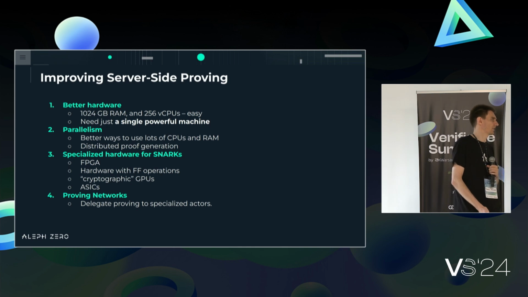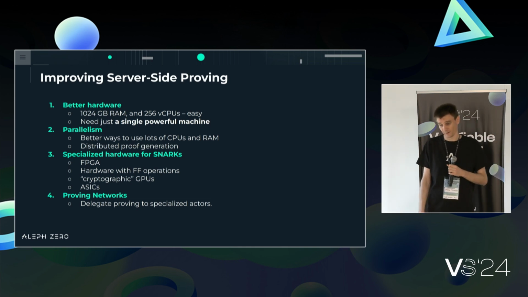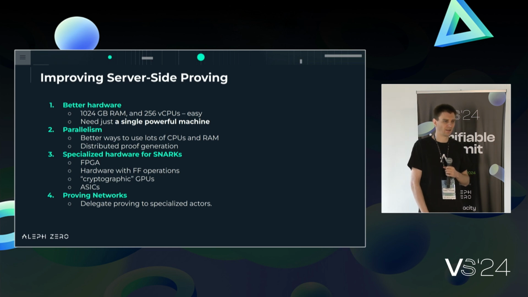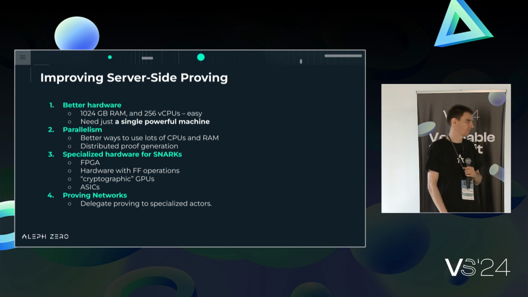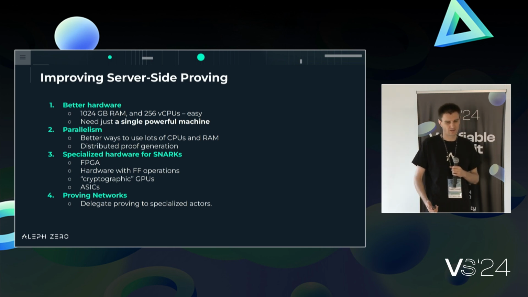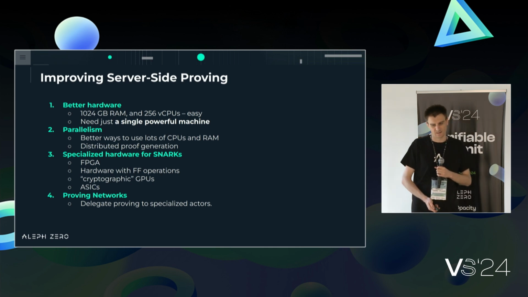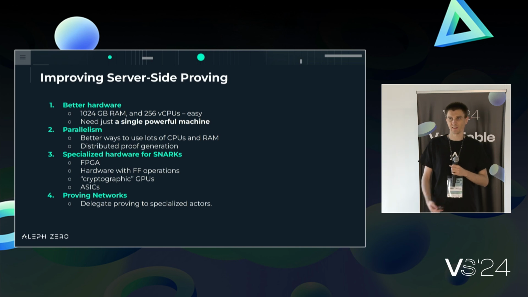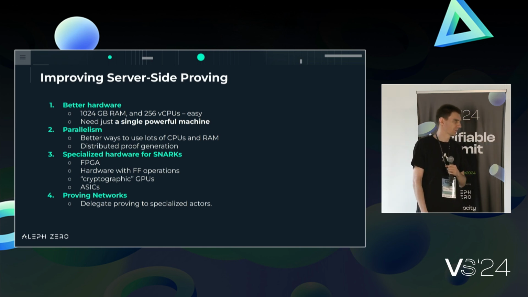Then there is this idea to use specialized hardware, and yeah, there are lots of projects currently doing it. They are manufacturing all kinds of specialized hardware for proving snarks. And yeah, there are all kinds of ideas, from using FPGAs, to introducing specialized types of GPUs which are optimized for finite field arithmetics. There are companies producing ASICs for certain types of snarks.